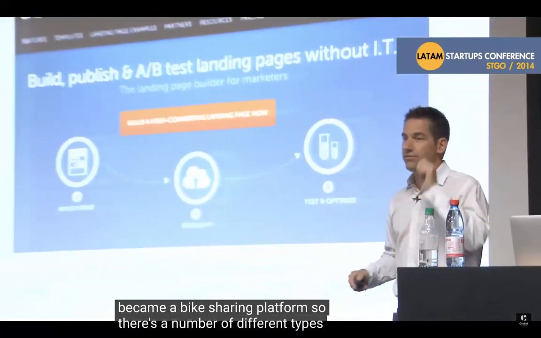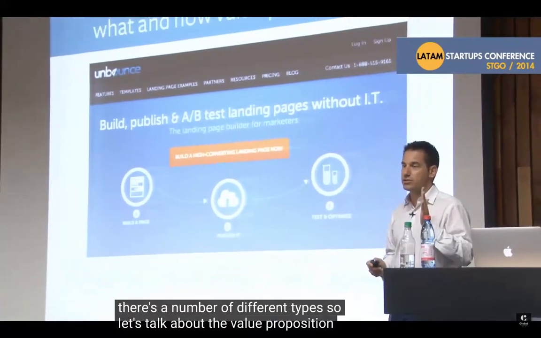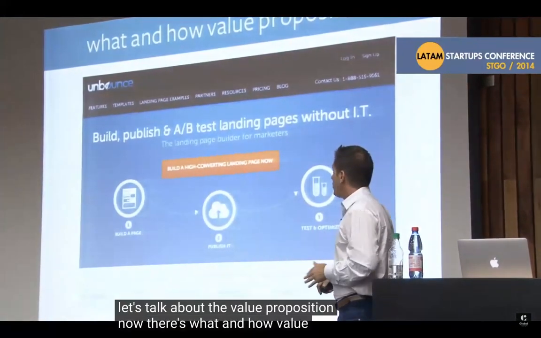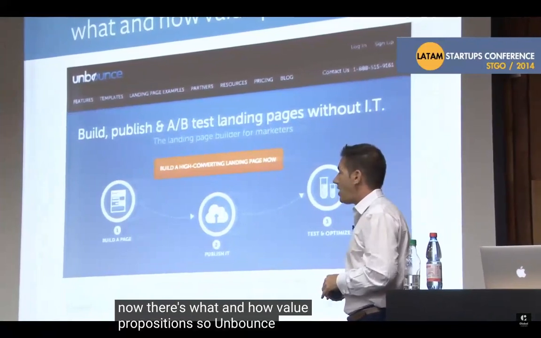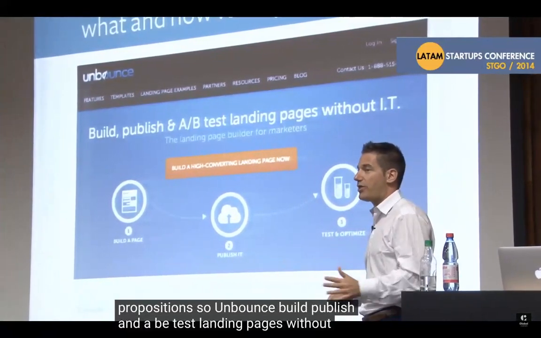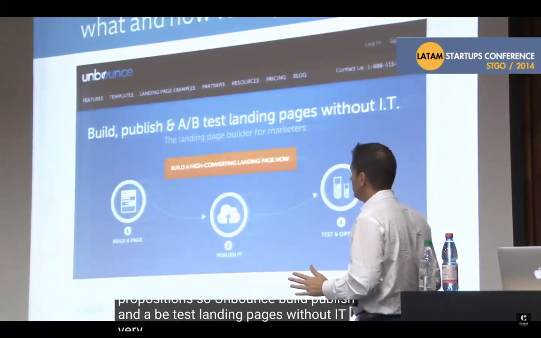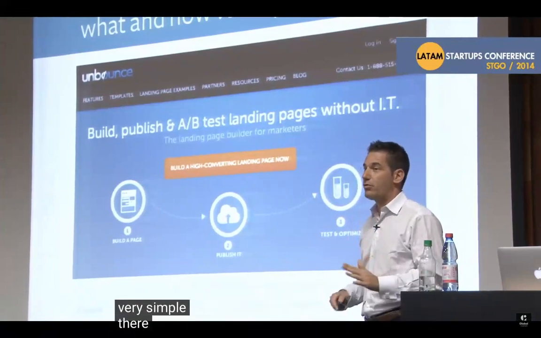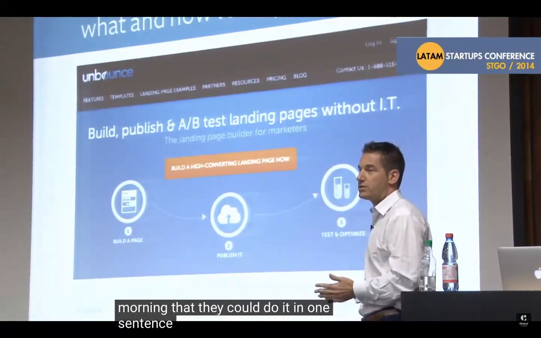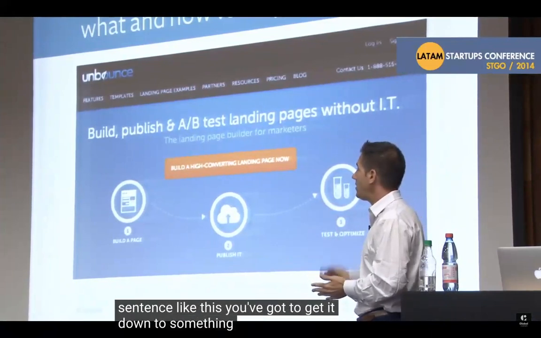So there's a number of different types. Let's talk about the value proposition now. There's what and how value propositions. So Unbounce: build, publish, and A/B test landing pages without IT. Very simple. There wasn't one pitch I heard this morning that they could do in one sentence like this. You've got to get it down to something like this.